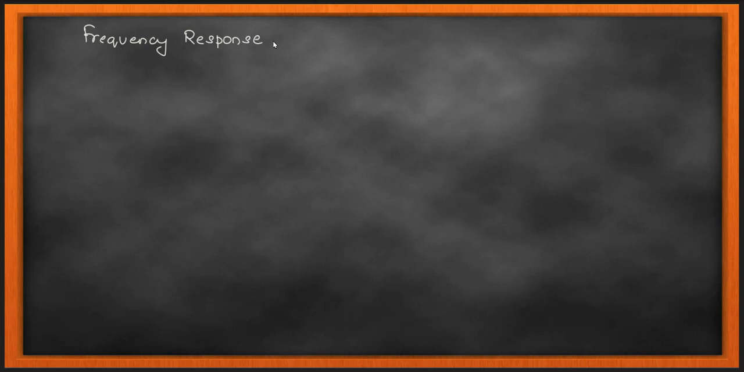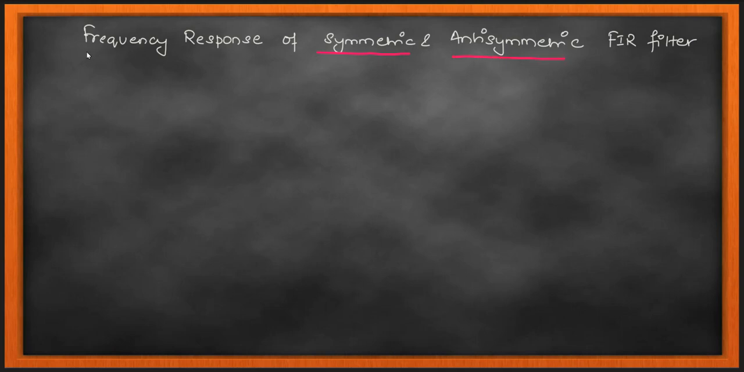In today's class, we are going to talk about the frequency response of your FIR filter. In the previous lecture, we saw the types of FIR filter, and we classified your FIR into four types: symmetric even, symmetric odd, anti-symmetric even, and anti-symmetric odd. So in today's lecture, we are going to talk a little bit more about these four types of FIR filters in terms of their frequency or magnitude response.